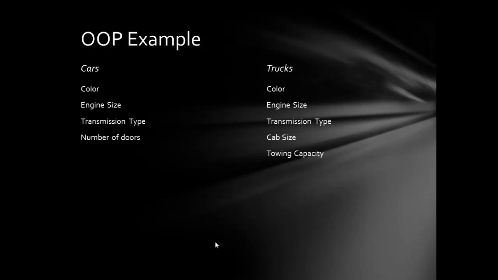Now we do have some things that you might notice. If I have cars and trucks, I actually have some commonalities here. Both cars and trucks have colors, engine sizes, and transmission types. There are some differences: cab size, number of doors, towing capacity. In a procedural environment, we create code for each one of these: each truck's color, each car's color, each truck's engine size, each car's engine size. We can use object-oriented programming principles to set things up in such a way that it saves us from that redundancy.